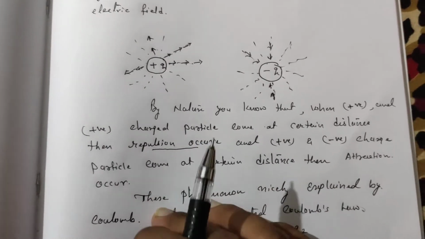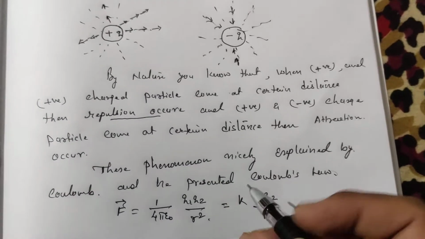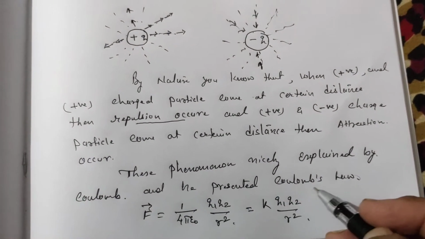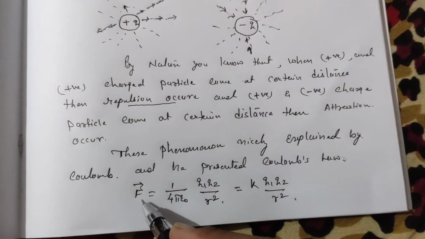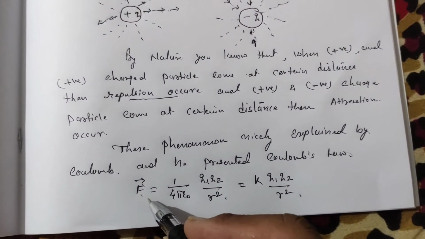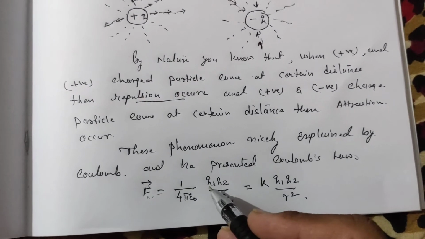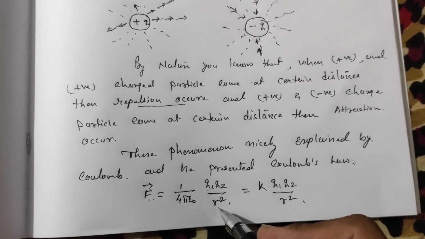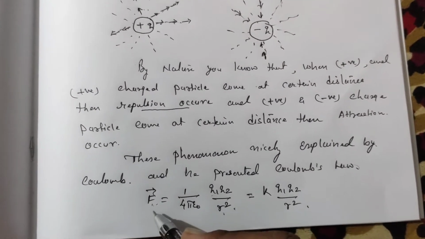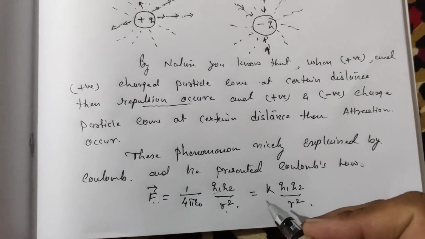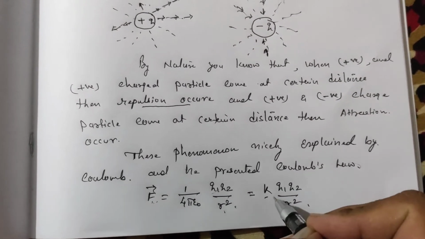You already know that. Based on this, our scientist named Coulomb presented one law, and the law is electrostatic force. Remember, here F means electrostatic force, which is directly proportional to the product of their charges and inversely proportional to the square of the distance between them. Here I already mentioned the equation of this force. Over here K stands for the proportionality constant.